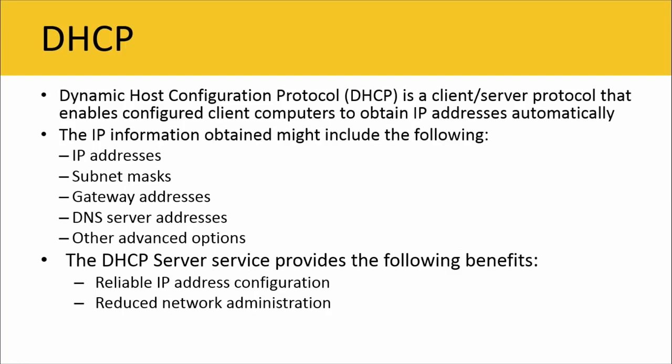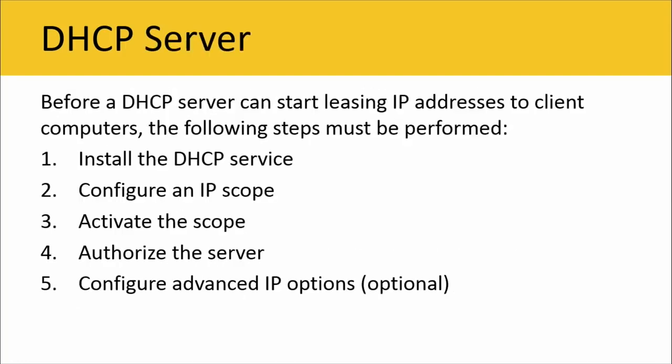So let's talk about the DHCP server and how that process works. It starts leasing an IP address to client computers after the following steps are performed. You see the steps there. Clearly, you have to install the DHCP service on a server before it can be used. You configure an IP scope, activate that scope, authorize the server, and then configure any other advanced options. Of course, those are optional, but if you're a really good network administrator, you're probably going to be configuring those advanced IP options. I honestly probably am not there yet myself, but someday, right?